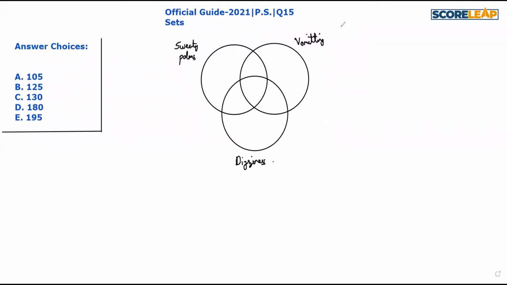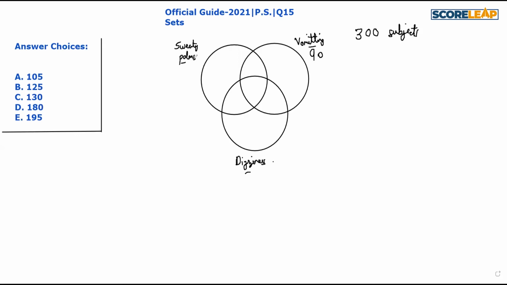Question 15. In this question, we are given 300 subjects who participated in an experiment, and we are given three different effects that they experience. One is sweaty palms, second is vomiting, third one is dizziness. So they have given that 30% of the people experienced vomiting. So 30% of 300 is 90. So 90 subjects experienced vomiting.